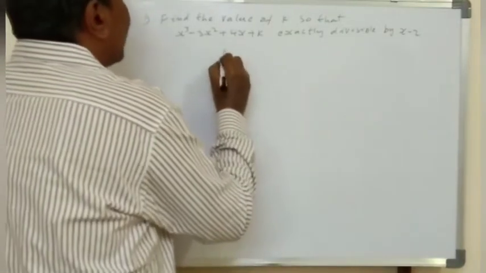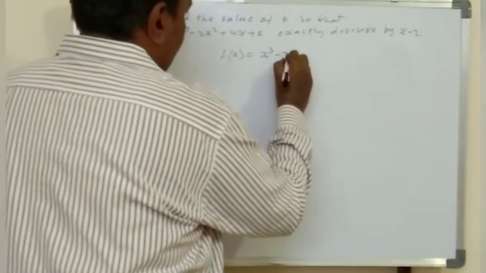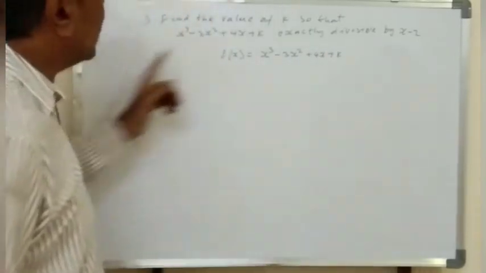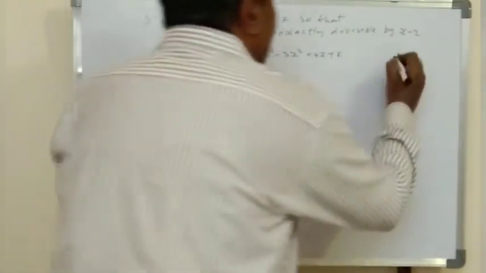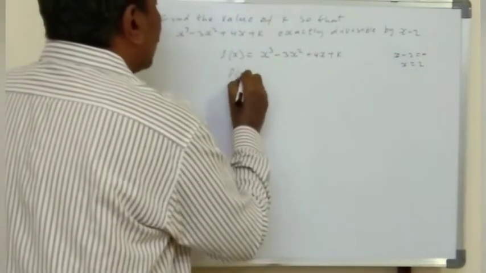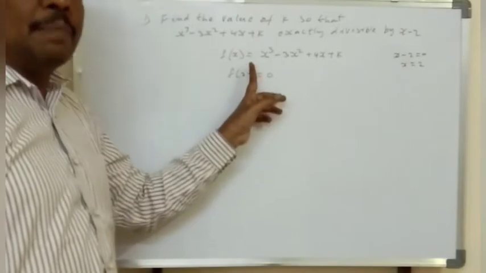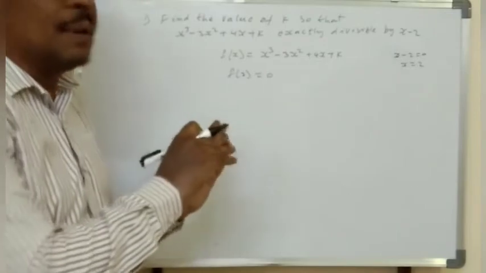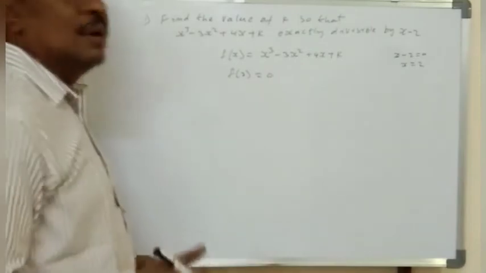So take this polynomial as f(x) is equal to x cube minus 3x square plus 4x plus k. What is given here? This polynomial is exactly divisible by x minus 2. That means x minus 2 is equal to 0, x is equal to 2. That means f of 2 is equal to 0. If you substitute 2 in place of x, the value of the polynomial becomes 0, because we already said that x minus 2 is a factor, according to the factor theorem.